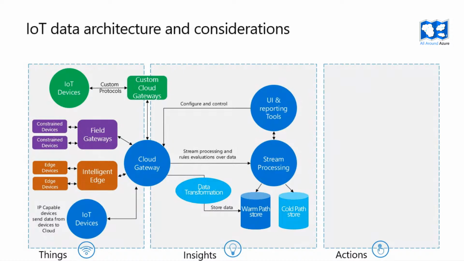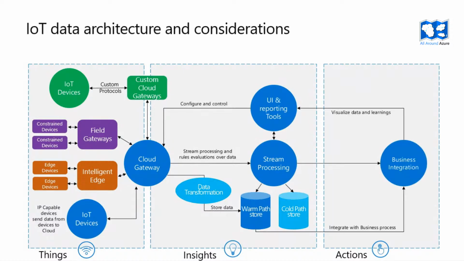Onwards from that, then we've got the insights. Now we need to apply some form of actions, and we want to take the results of those insights and then feed them back in a loop so that we can make better decisions and automate device interaction and things like that. And we might also want to use that IoT data to train machine learning models, and then we can push those machine learning models back down to the edge.